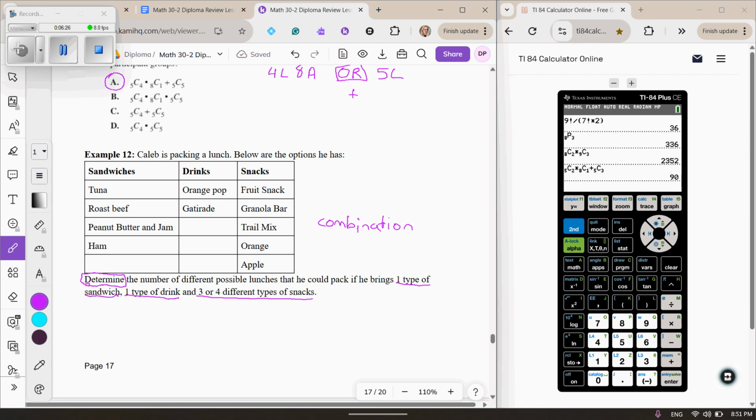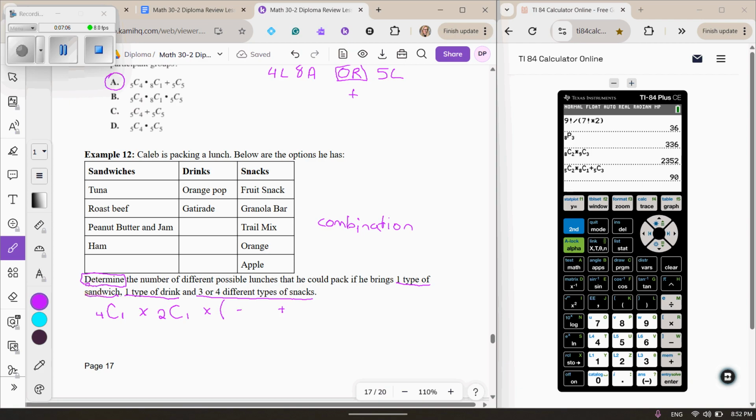So 1 type of sandwich. We have 4 types of sandwiches, and we are going to choose 1. Okay, so 1 type of sandwich, and means multiply, 1 type of drink. Okay, so we have 2 drinks and we are choosing 1 of them. And once again, it's an and, but then it says 3 or 4 different types of snacks. So I have 2 options for this. So I had to have a set of brackets here. And then look at those different combinations with a plus sign in between.